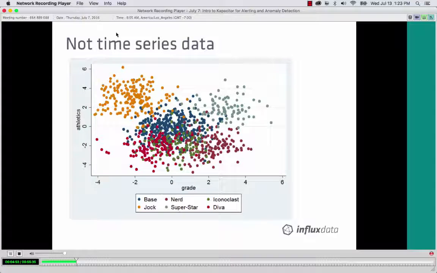The next thing we have here is a clustering of information, and this is not time series data. There is no time in this graph. On the x-axis, we have grade, and on the y-axis, we have athletic ability. The important thing here is these little groupings, this clustering of information, where we can determine whether somebody's a jock, a nerd, an iconoclast, or a diva based off of their x, y coordinates in this graph. So again, this is not time series data. There is no time here.